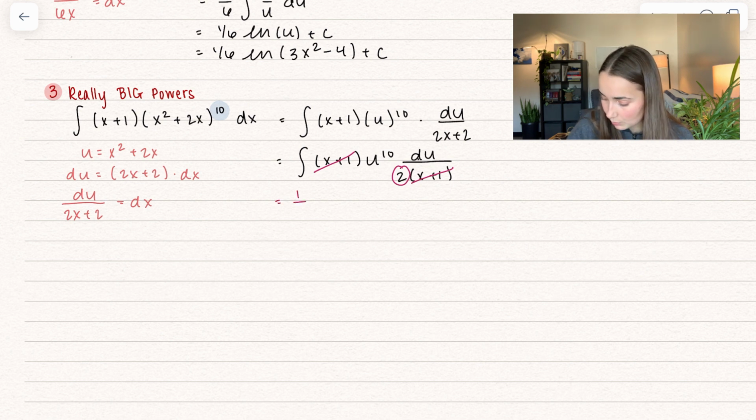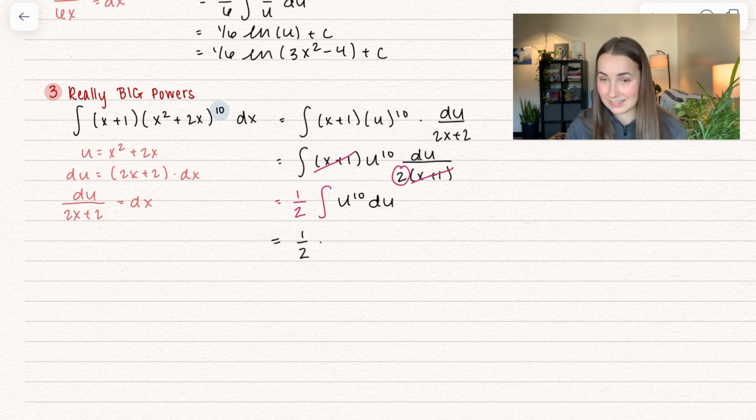If you want, you could bring that out as 1/2. And now we have the integral of u to the power of 10 du. So let's go ahead and take the antiderivative of this. That 1/2 hangs out since it's a scalar multiple. We add 1 to the exponent and we divide by that new exponent and then plus c.